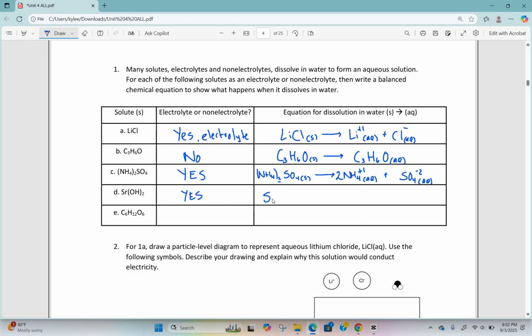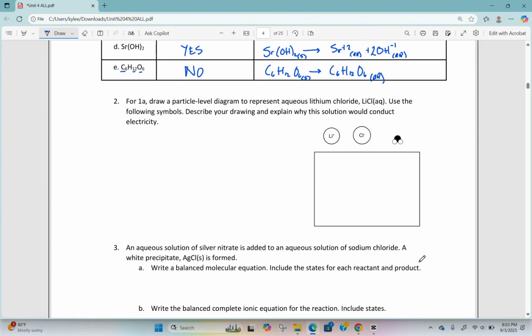Strontium hydroxide is ionic, so I can show it breaking apart into strontium ion and hydroxide ion. Again, need to make sure it's balanced, so we do include our coefficient of 2. And then finally, our last one is covalent. Again, all nonmetals is what makes this covalent. So when I show it changing or dissolving in water, and this is sugar, I am simply going to rewrite the same structure. We're not breaking anything apart because it stays together as one unit, and I'm just simply changing the label to aqueous.